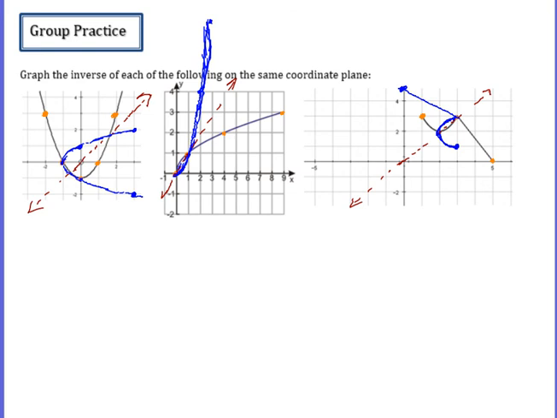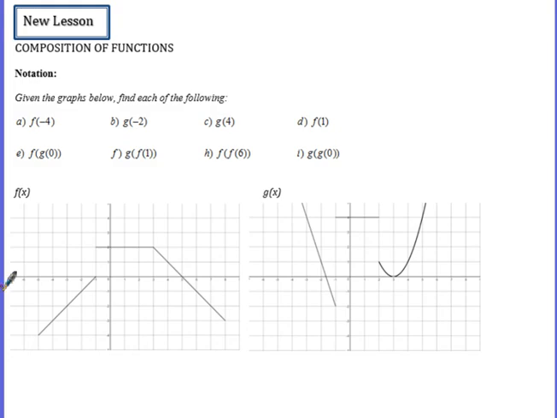Now we're going to talk about composition of functions. In our next lesson we'll talk about how to do it algebraically, but today we're just going to focus on graphically. Let's first take a look at how we look at these graphs just to evaluate certain inputs. So this notation here, f of -4, if we were given the algebra of what these things were, we could just plug in -4 every time we saw an x.